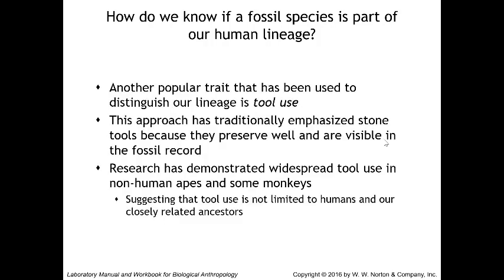So, another popular trait that we have used in the past to distinguish our lineage is tool use. Like the brain size, this is also problematic. This approach has traditionally emphasized stone tools because they preserve well and they're visible in the fossil record. But what this does is it downplays the potential significance of tools that are made from less durable materials, things like plants. And they then may inadvertently exclude from our lineage numerous species that use plant-based tools.